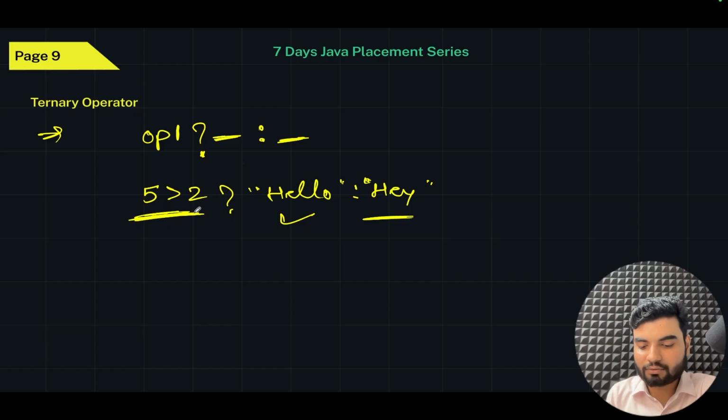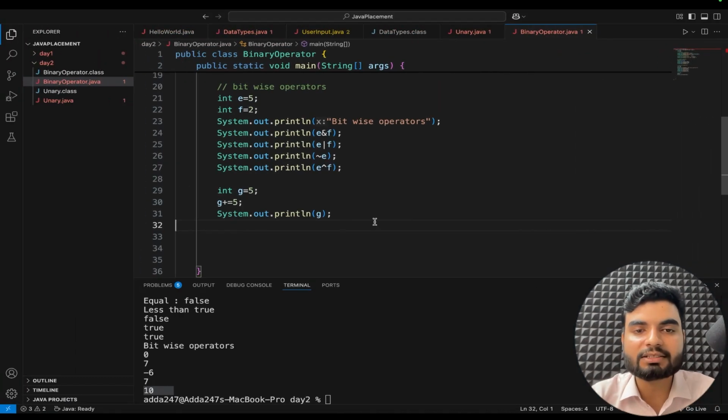So now if you look at this, we have three things, and that's why I call it ternary. Making sense to everybody? We'll go and directly see one simple example of finding the greater of two numbers.